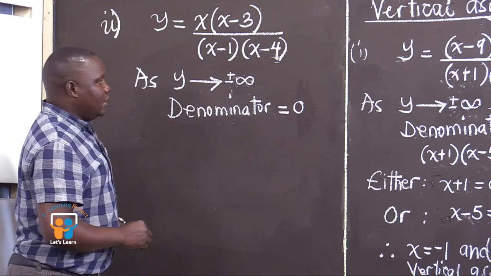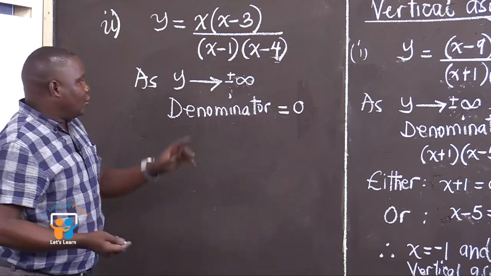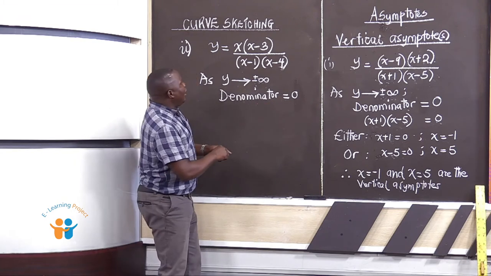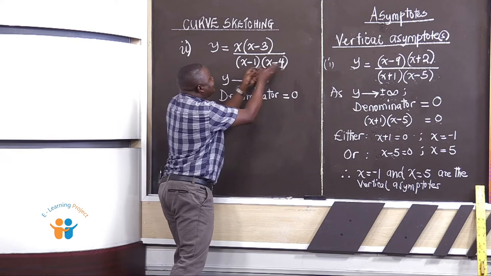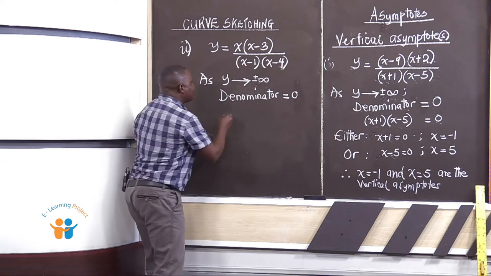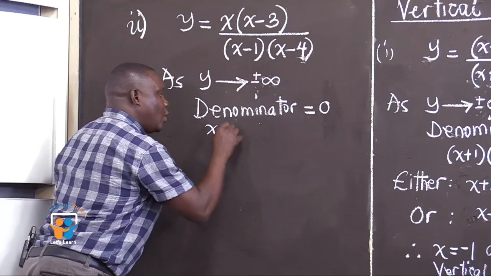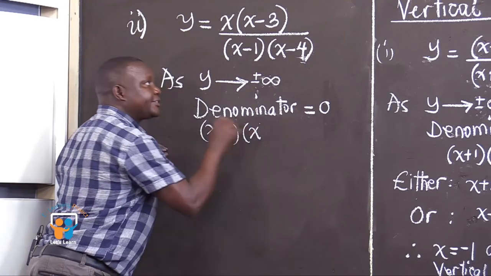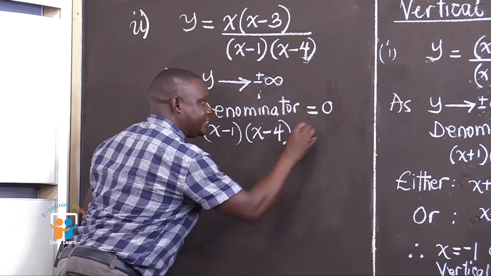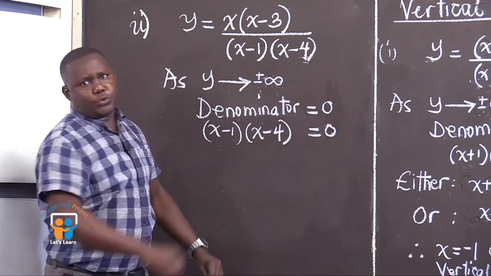Yes. Now, what do we do next? You see, we are saying that the denominator is equal to what? Zero. What do we do next now? We are going to pick the factors in the denominator, the linear factors in the denominator. So we have what? X minus 1 and x minus what? X minus 4. Brilliant. You members are very, very good, really.